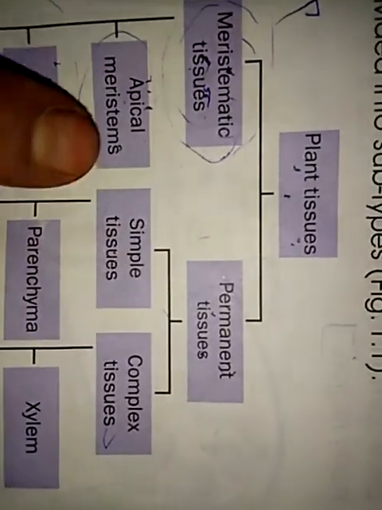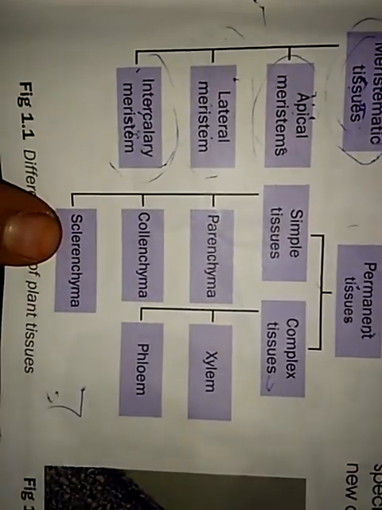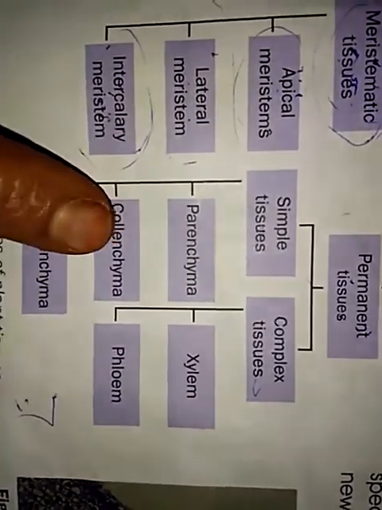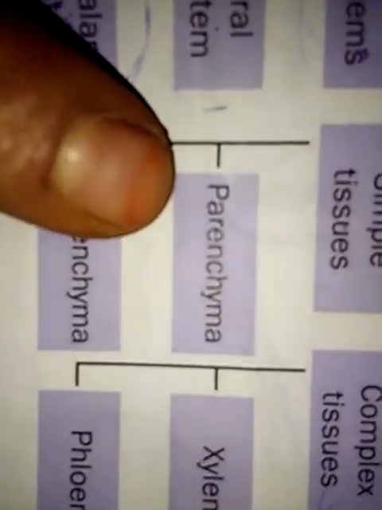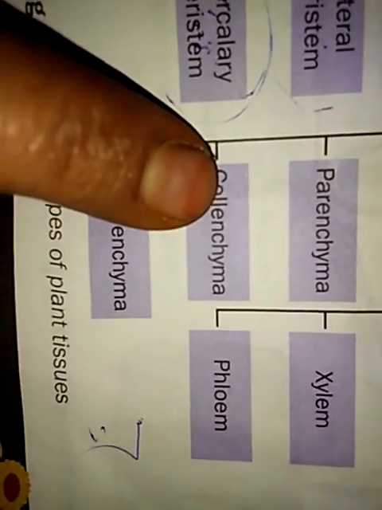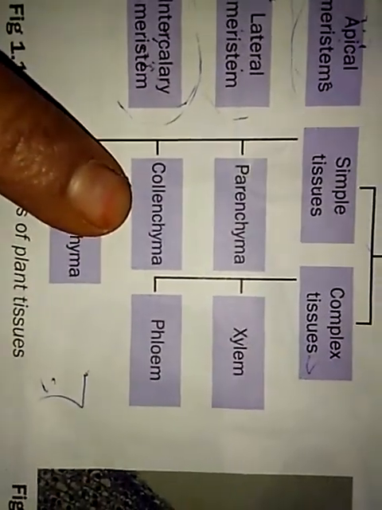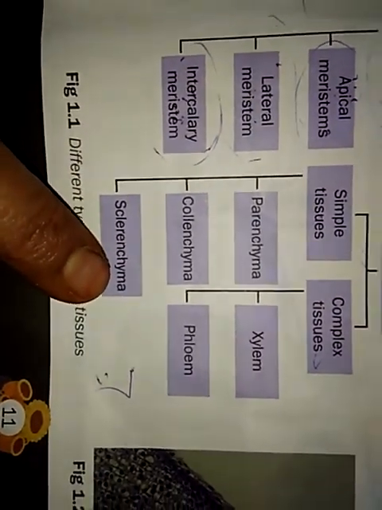Simple tissue is subdivided into three types. That is parenchyma, collenchyma and sclerenchyma. How do you read? Parenchyma, collenchyma and sclerenchyma. Dermal tissues and ground tissues are examples of simple tissue.